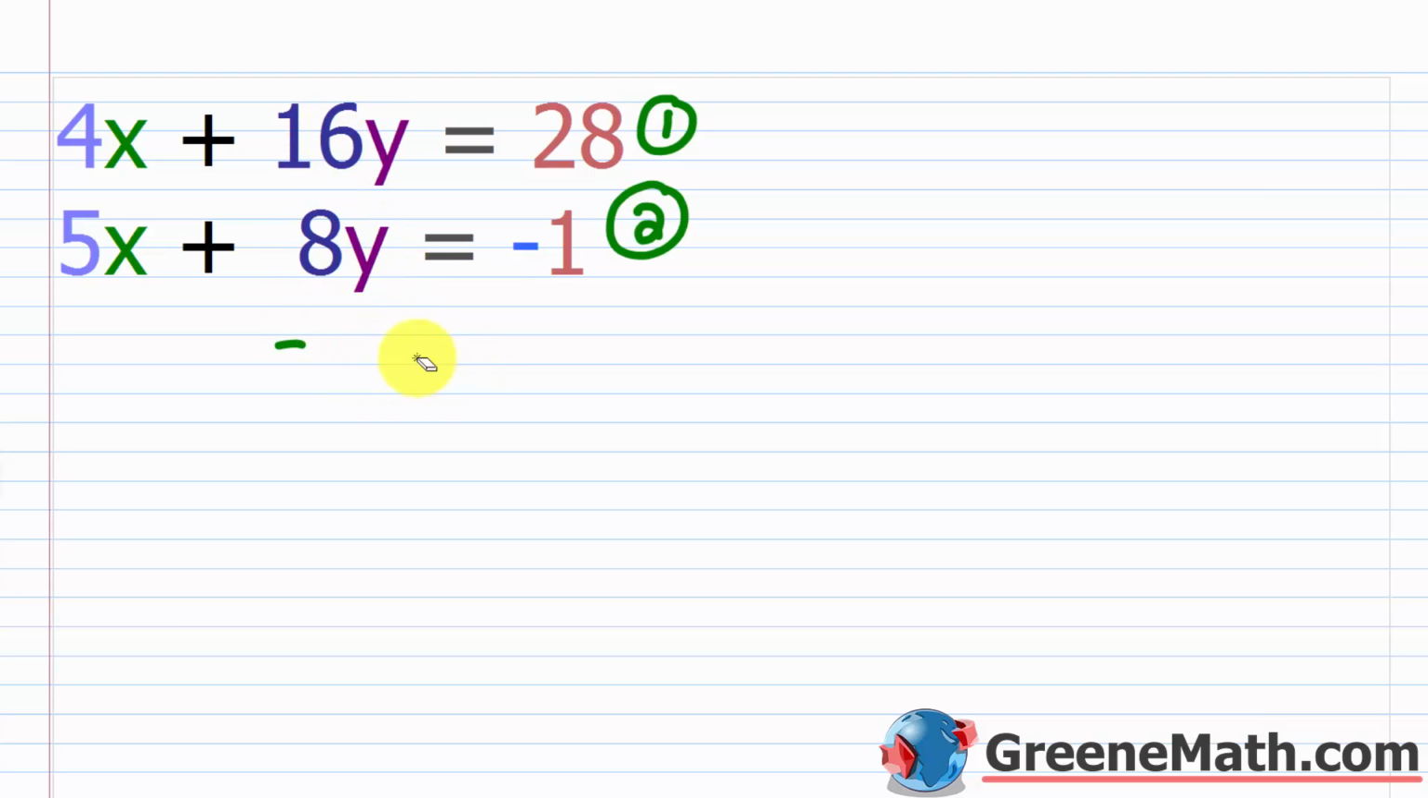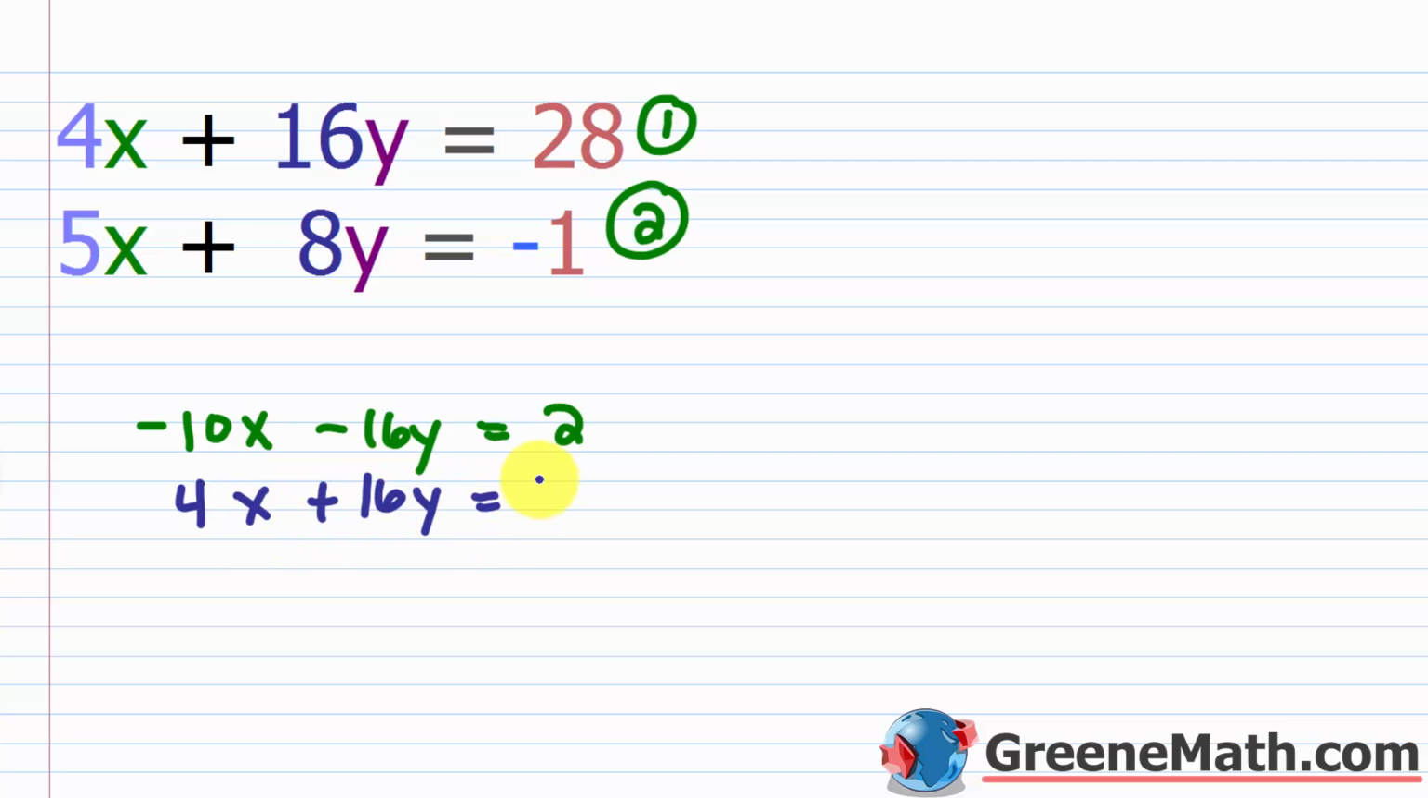So what I want to do is multiply equation 2 by -2. I'm going to multiply 5x by -2 and get -10x. I'm going to multiply 8y by -2 and get -16y. I'm going to multiply -1 by -2 and get 2. So that's my transformed equation. Again, we're always allowed to multiply any equation by the same non-zero number and preserve the solution. Now, I'm going to take equation 1 and leave it as it is. So 4x plus 16y is equal to 28.